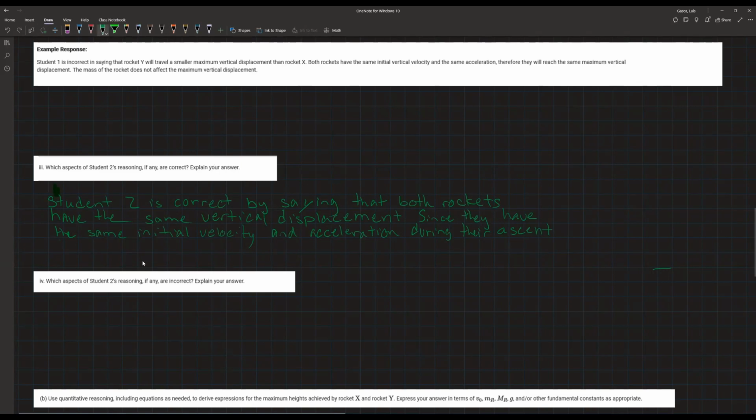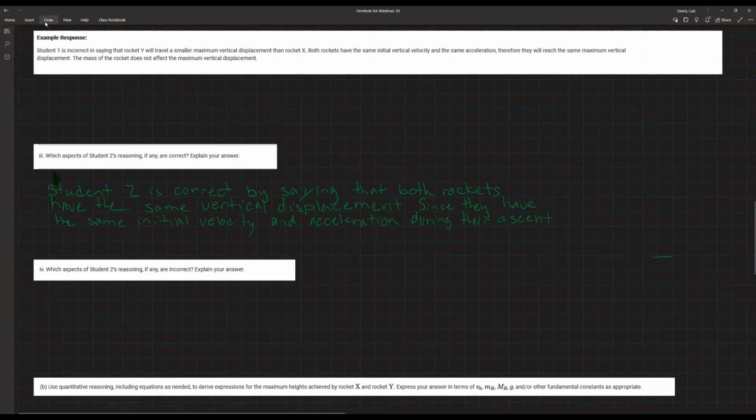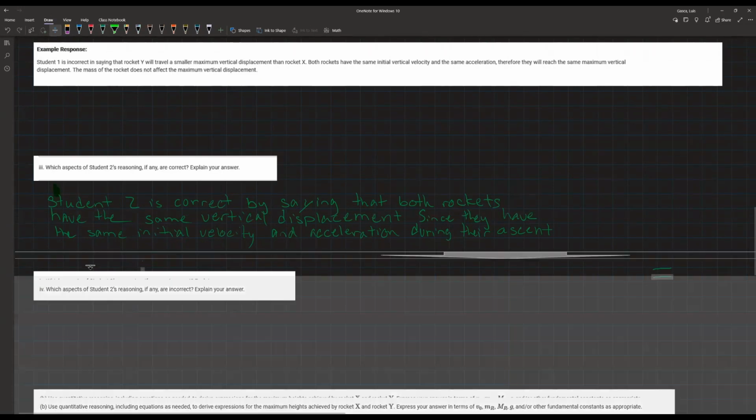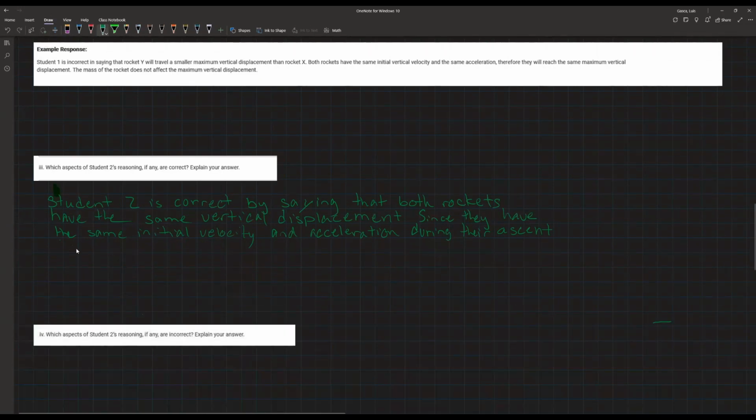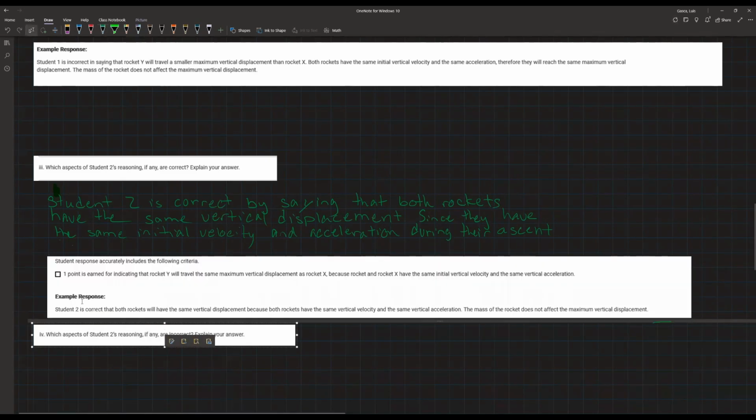Okay. So let me go ahead and let's see here. Let's make some space. Space created. And let's try pasting this here. So student 2 is correct that both rockets will have the same vertical displacement because both rockets have the same vertical velocity and the same vertical acceleration. And the mass of the rocket does not affect the vertical displacement.